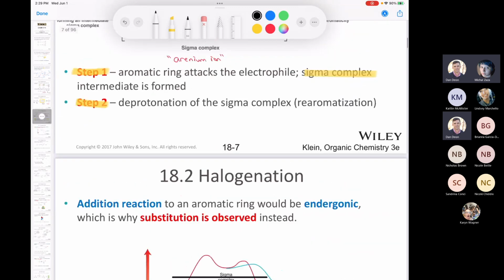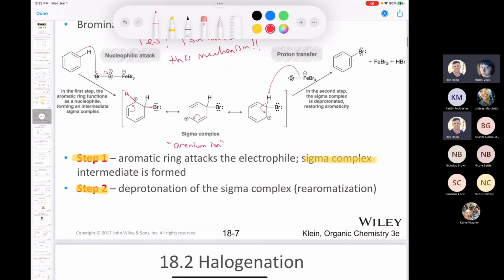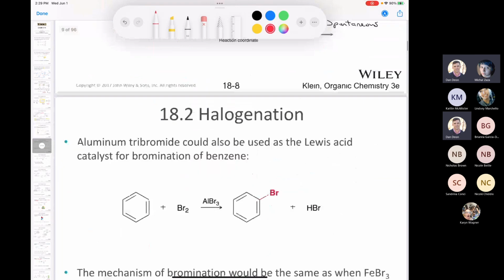Somebody asked me, do you need to know the mechanism? Yes, you must know this mechanism. This is one of the most important mechanisms in organic chemistry, the electrophilic aromatic substitution mechanism. Extremely important. Only 2 steps.